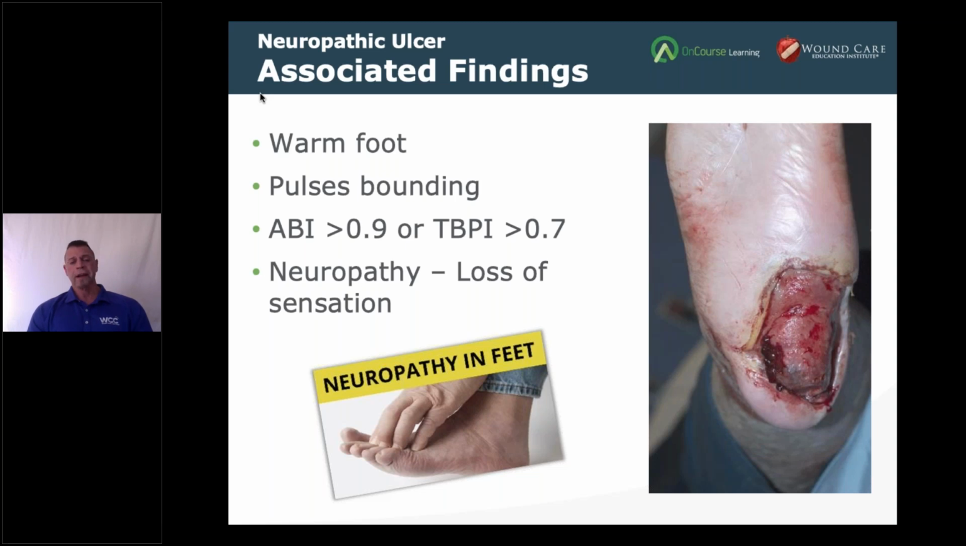Now, I want to cover this real quick because I know some of you out there who've been through the WCEI course or the DWC course might be thinking, why are we talking about the ABI? Isn't that an unreliable test with diabetics? And yes, that is true. However, currently right now, the American Diabetes Association still considers the ABI to be the standard test to do. However, that doesn't make it the most reliable test.